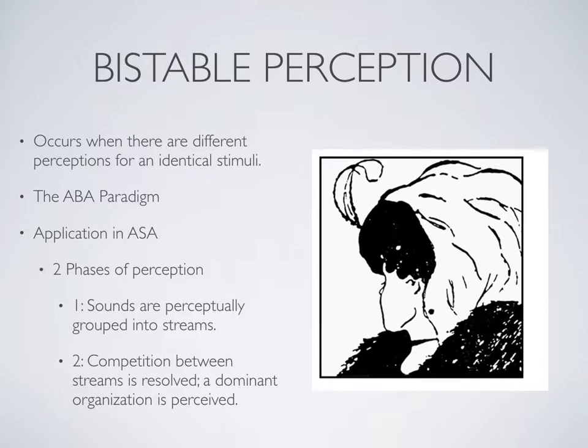What this explores is two phases of perception. The first phase, that sounds are perceptually grouped into streams, and then in the second phase, the competition between the two streams is resolved and a dominant organization is perceived. Sometimes the dominant stream can switch, allowing us to see both types of perceptions.